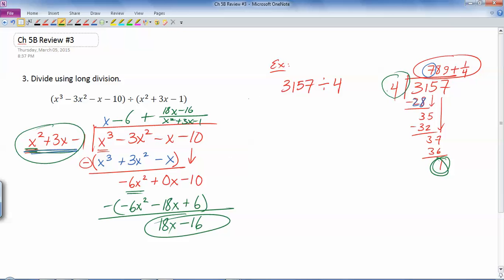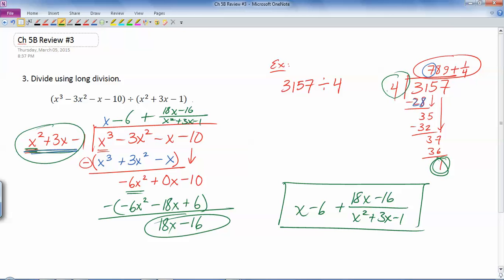So typically you'd want to write your answer over on the side somewhere so it's a little cleaner. x minus 6 plus 18x minus 16, all over x squared plus 3x minus 1. And that is what this equals. Okay, hope that helps a little bit.